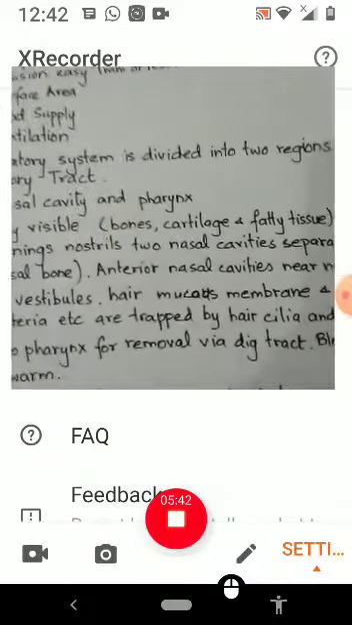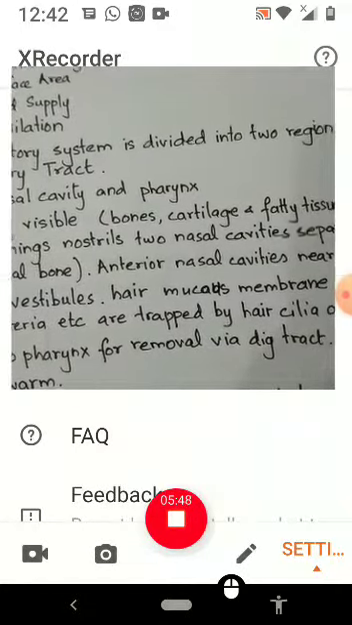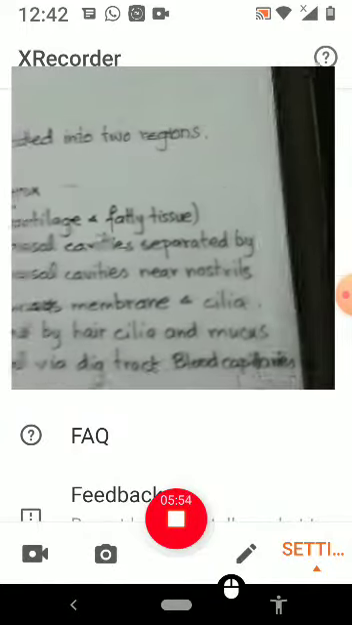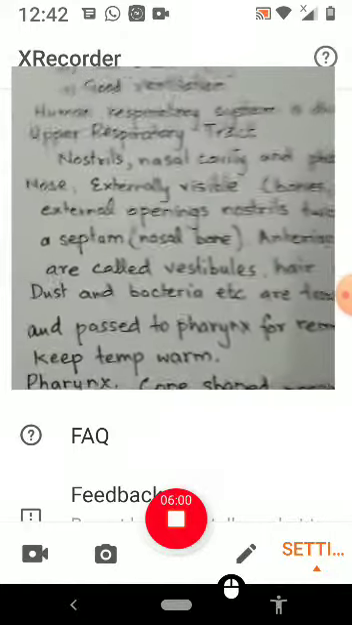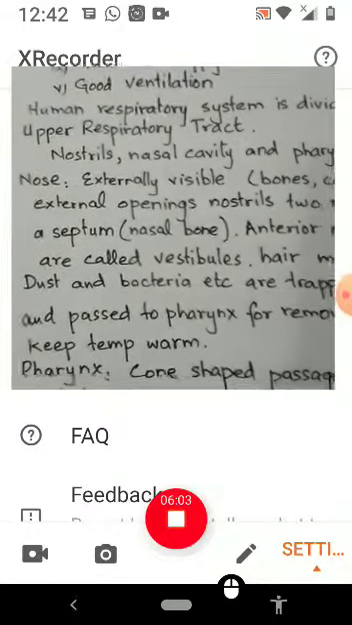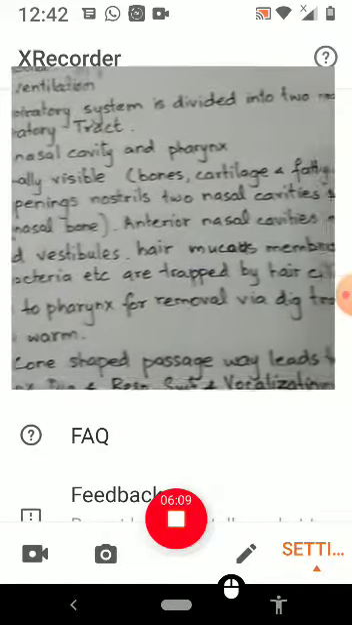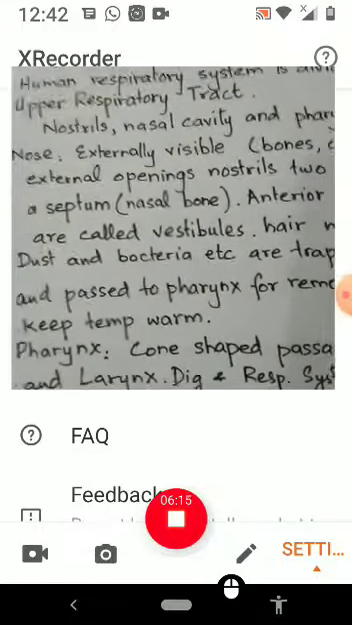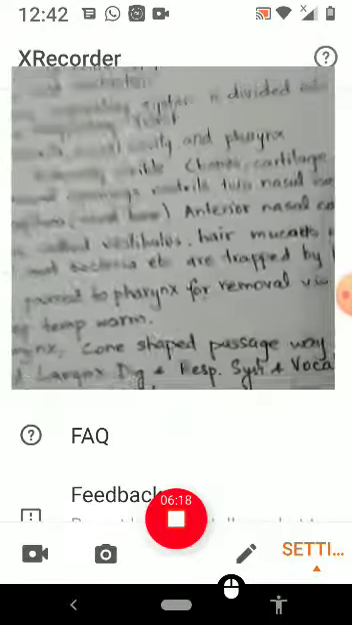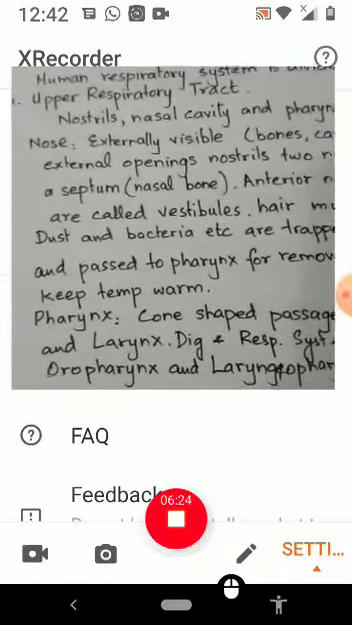Now, inside the nasal cavity, in the vestibules and in the nasal passage, there is presence of hair, mucous membrane, and cilia. The cilia, hair, and mucous membrane trap dust particles and other pathogens like bacteria, viruses, etc. They trap them, and then these are removed by the beating of the cilia and passed into the pharynx, and from there into the digestive tract, and they are removed from our body as waste.